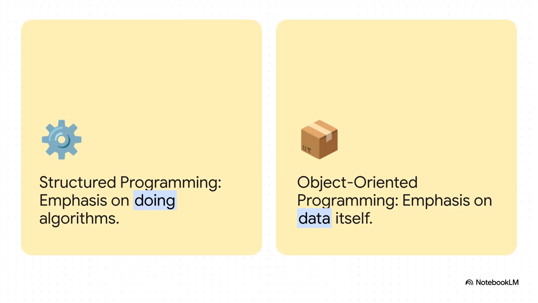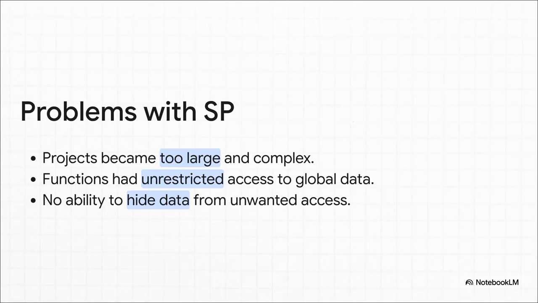So, in the old world of what's called structured programming, everything was all about the verbs, the actions, the algorithms. Data was just this passive stuff that got passed around from one function to another. But then OOP came along and flipped that whole idea on its head. It made the data the star of the show by packaging it into these neat, self-contained things called objects. And that difference became absolutely crucial as programs started getting bigger and more complex. The old structured way just started to buckle under the weight.